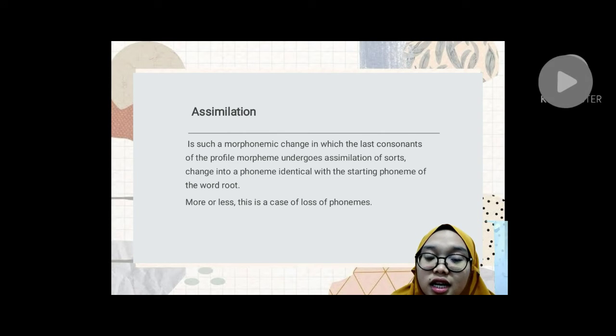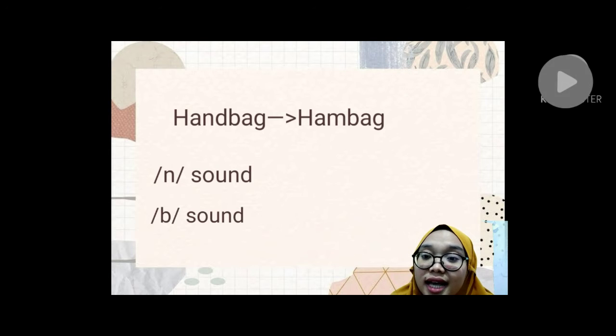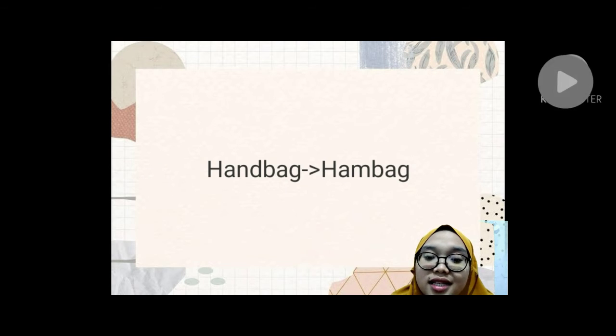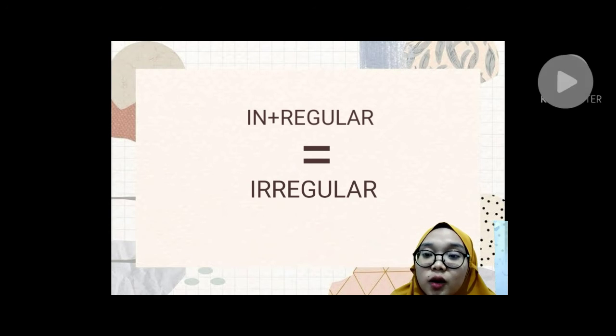So in assimilation, more or less, this is a case of loss of consonant. For example, handbag is often pronounced "hambag". This example shows that the N sound followed by the B sound becomes an M sound. So it is pronounced "hambag". Another example is in- and regular. It is not "inregular", but the correct form is irregular.